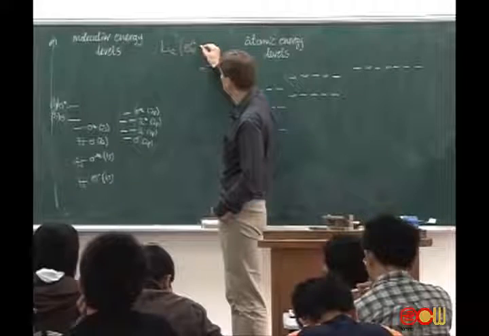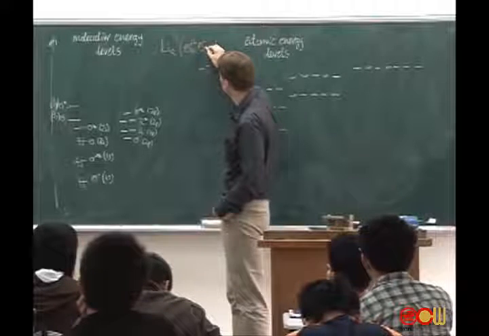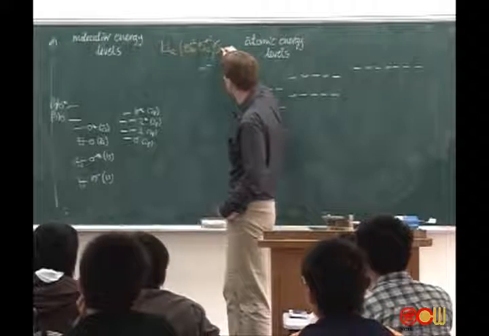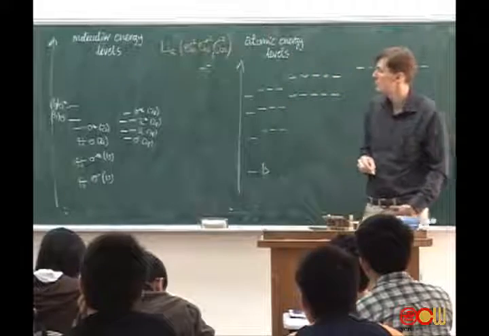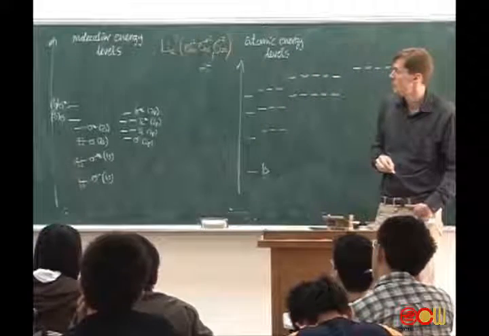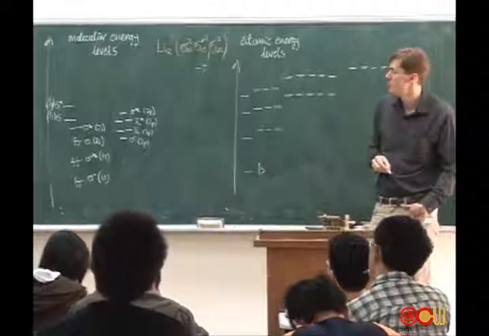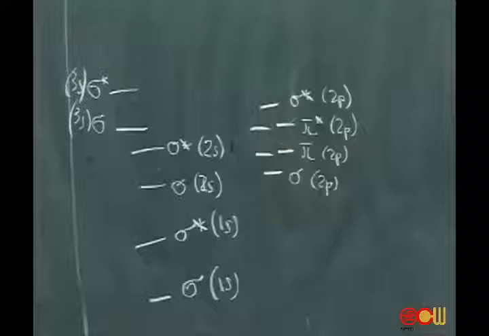So the configuration is 1s anti-bonding, 2 electrons, sigma 2s, 2 electrons. We'll come back to these configurations a bit later, but you see that this is nothing really different from atoms. Kind of similar thinking. Okay.